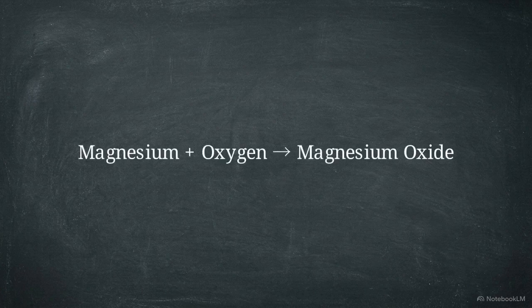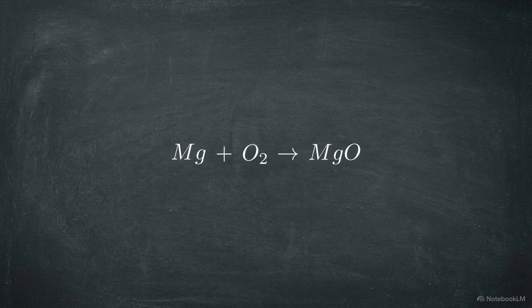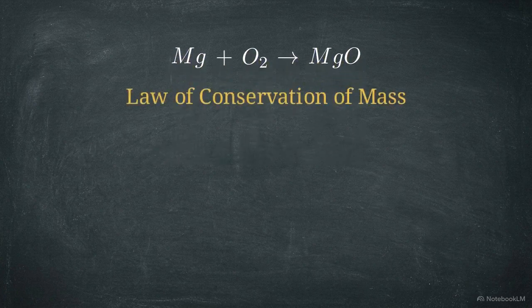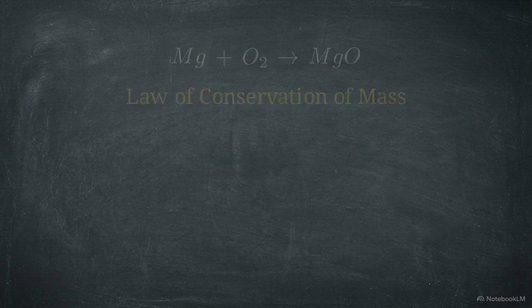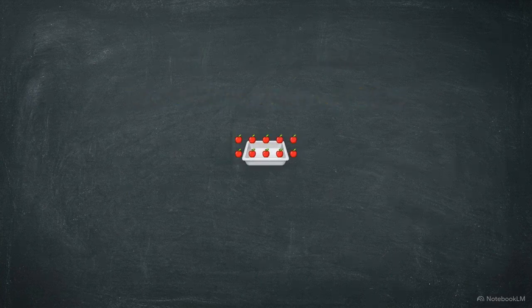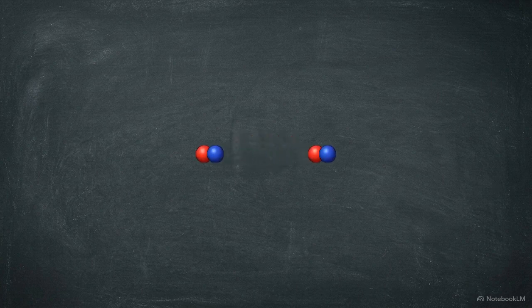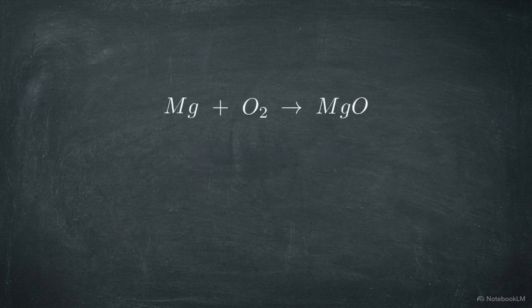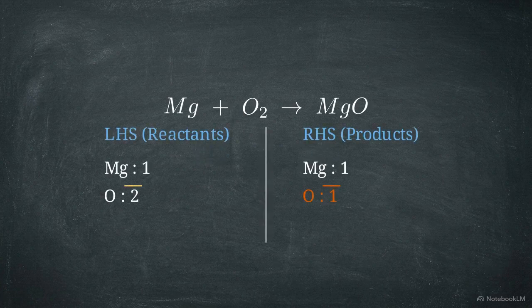To study these changes, we use a specific language. Instead of writing out magnesium plus oxygen yields magnesium oxide, we use a symbol equation. Mg plus O2 forms MgO. This language follows the law of conservation of mass. If you put 10 apples into a box and shake it, you will still have 10 apples. Atoms are the same. They are never created or destroyed, only rearranged.